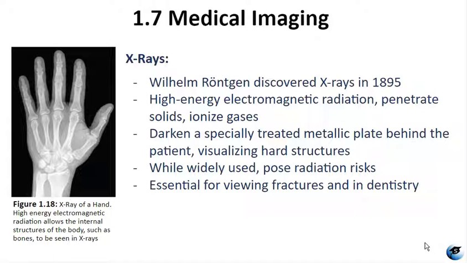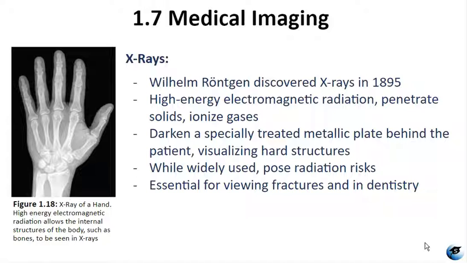In the late 19th century, non-surgical methods to visualize the living body emerged. The discovery of X-rays by Wilhelm Röntgen in 1895 revolutionized medical imaging. X-rays are high-energy electromagnetic radiation that is passed through the body, and it creates images based on tissue density. While widely used, X-rays pose risks of cell damage and even cancer due to radiation exposure.